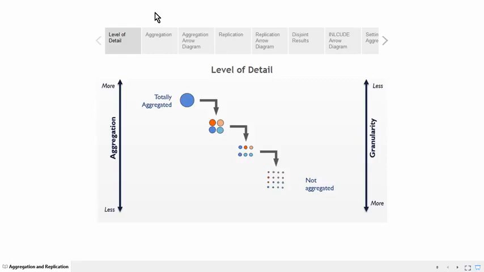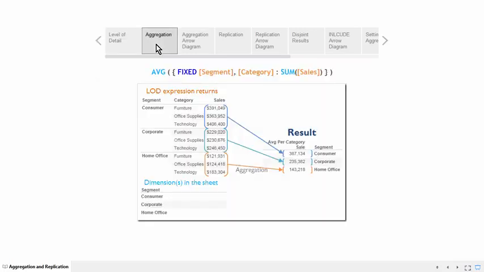Because a fixed LOD expression is independent of the view's level of detail, the results may either be below, that is more granular than, or above, that is more aggregated than, the LOD that established the marks on the sheet. If the LOD expression's results are more granular than the view, such as in this example, the values from the LOD expression are aggregated to create the view.